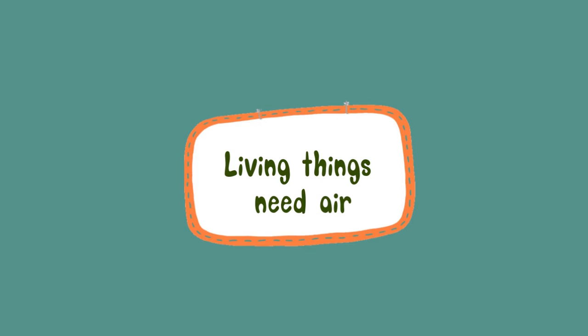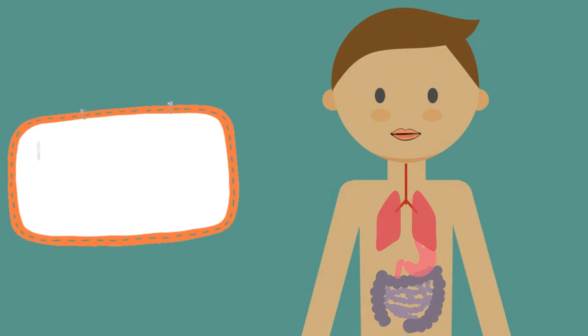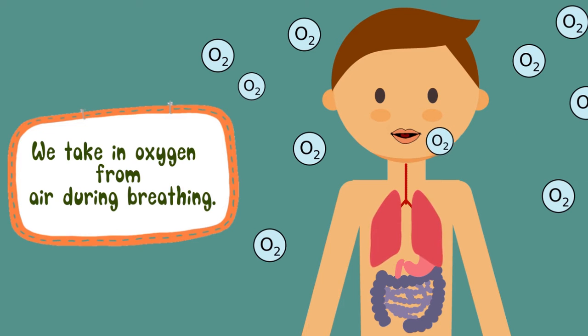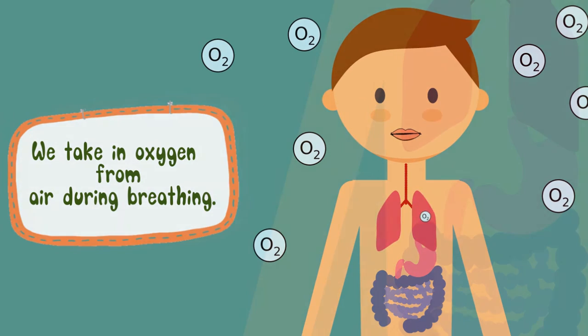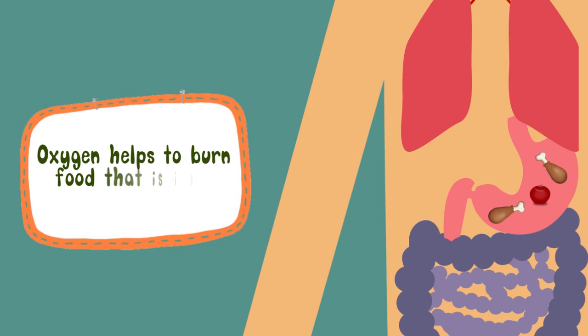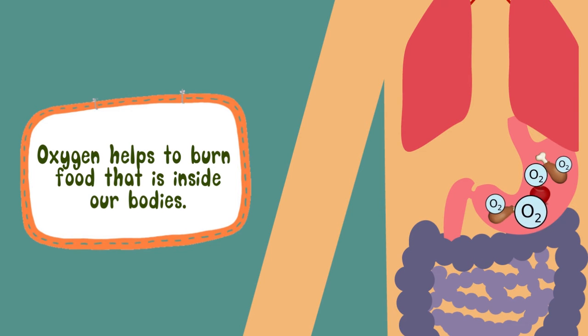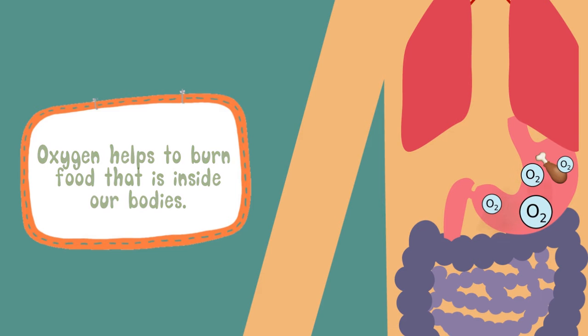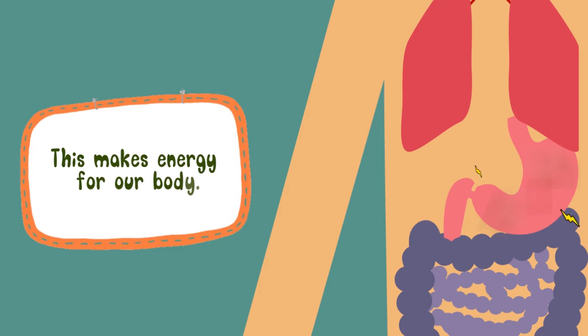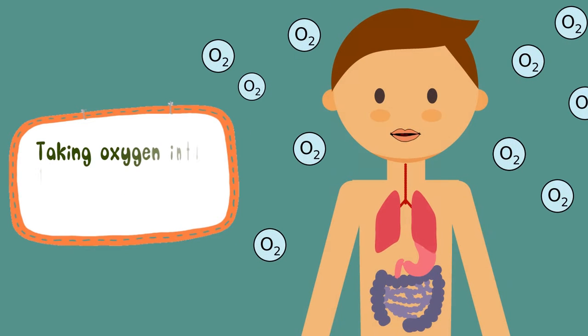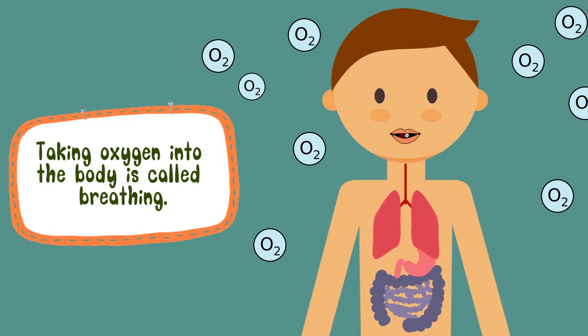Living things need air. We take in oxygen from the air during breathing. Oxygen helps to burn the food that is inside our bodies. This makes energy for our body. Taking oxygen into the body is called breathing.